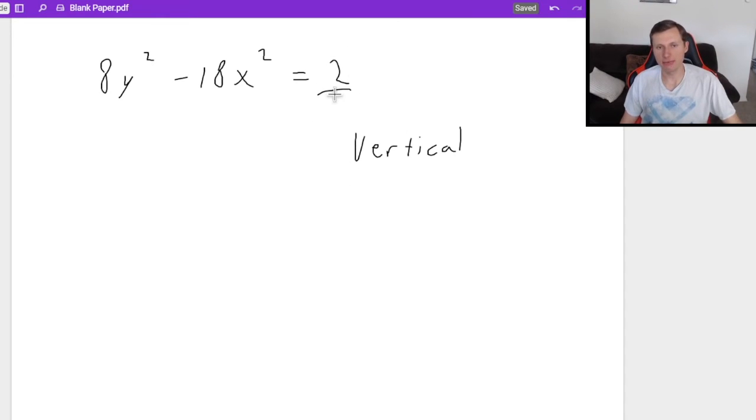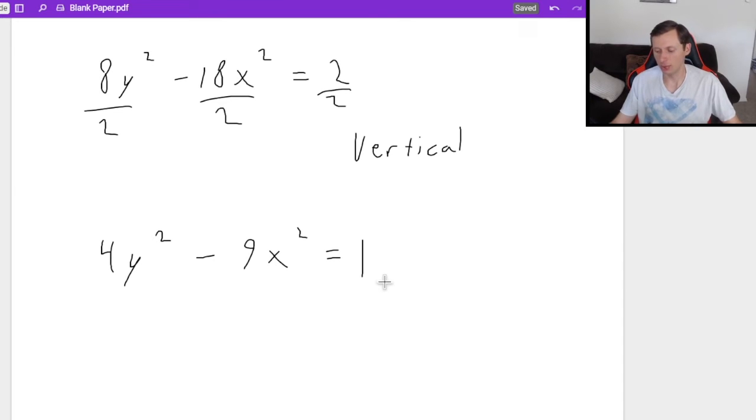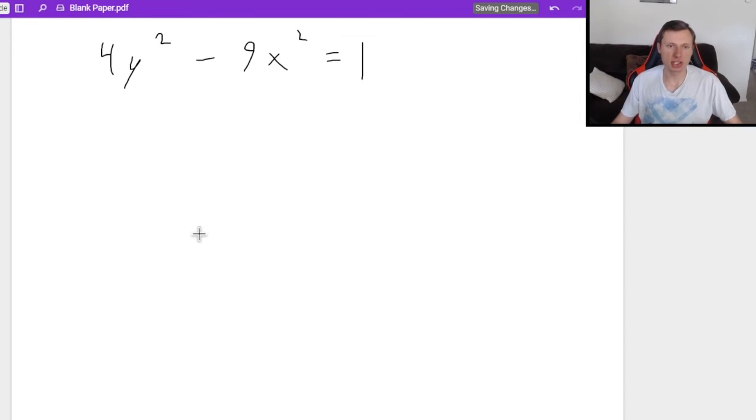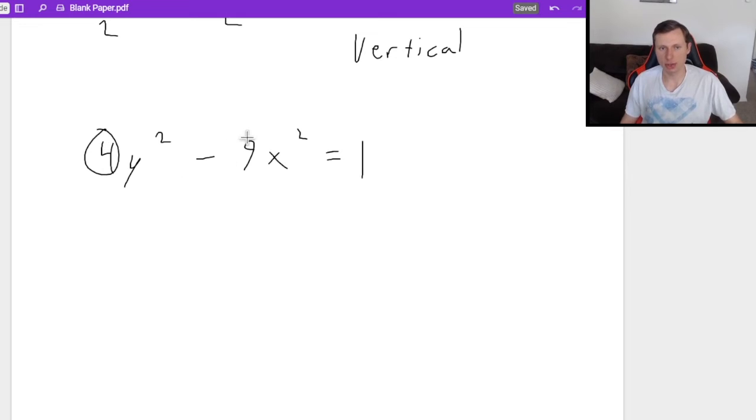So I divide everything, and I mean everything, by 2. So 8 divided by 2 is 4, 4y squared, minus 18 divided by 2 is 9, so 9x squared equals 1. There we go. Now we're happy. If you notice, a and b are in the wrong spots. They're both in the numerator instead of the denominator. That means my a squared is going to be 1/4. Actually, that's b, because that's y. Got to be careful there. And then a squared, because it's x, is 1/9.